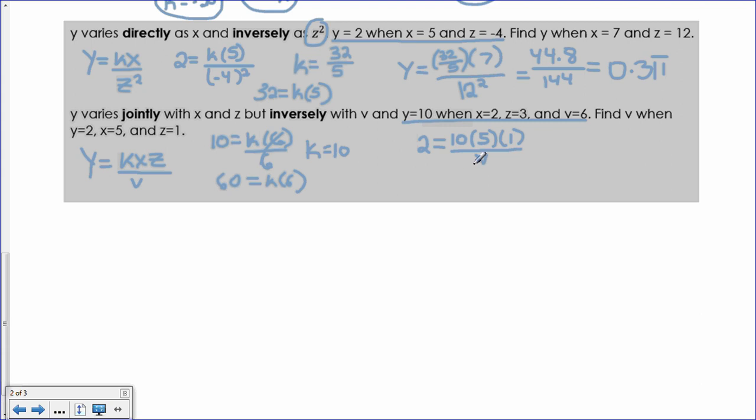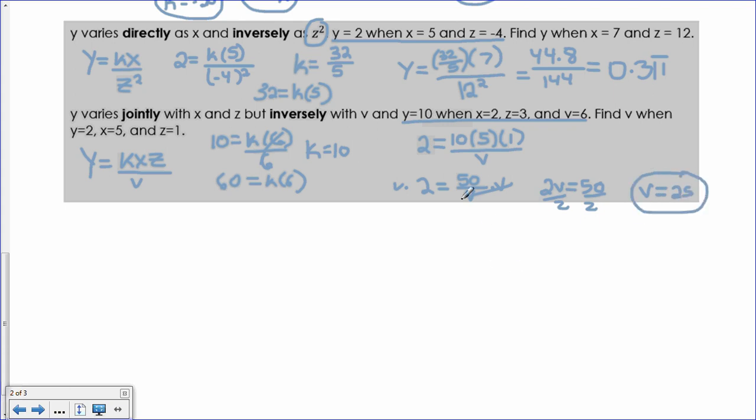All right, so I need to go ahead and simplify this a little bit. So I have 2 is equal to, if you multiply all that together, you get 50 divided by v. All right, so to get v by itself, it can't be in the denominator. So anytime you're trying to cancel out a denominator, you always multiply like this. So it becomes 2v equals 50, right? And then you divide by 2, and you get v is equal to 25.